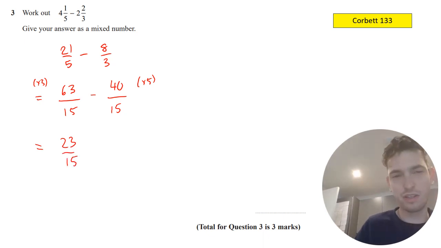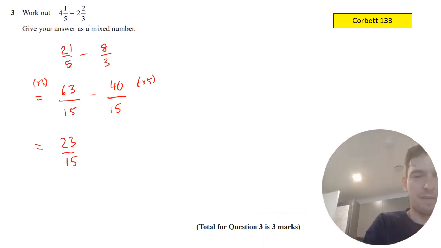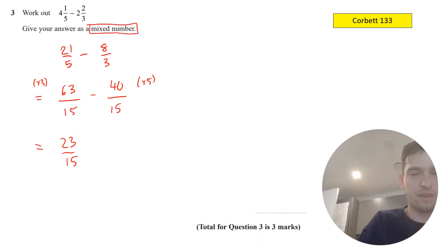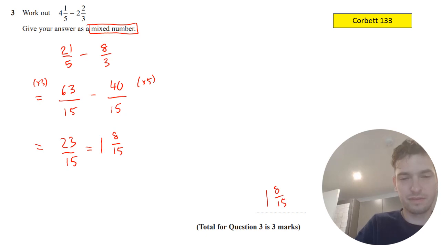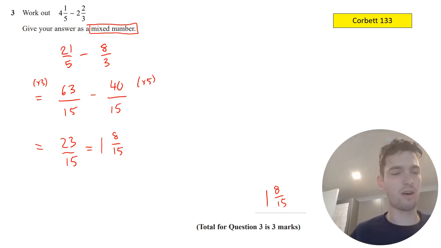But let's check, what does it want the answer in as a mixed number? So I need to convert that back. 15 goes into 23 just the once, with a remainder of 8. So that is my final answer. But again, if you need to practice these, definitely worth spending some time, because it's very, very common for them to ask this early on in the non-calculator paper.